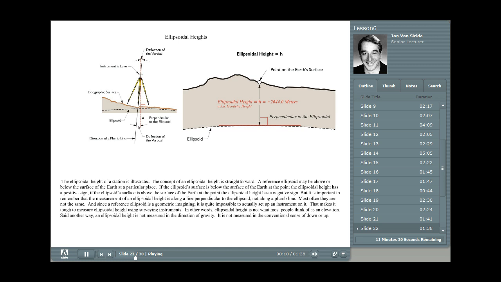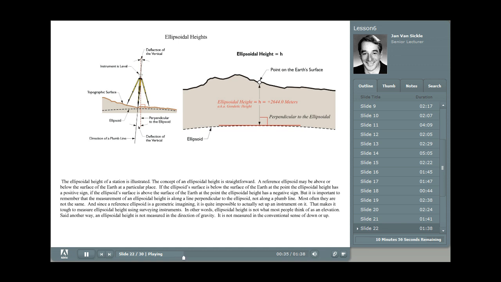Now here we have an image that we looked at last time of an instrument level on the topographic surface of the Earth, and of course the direction of gravity does not coincide with perpendicular to the ellipsoid. Ellipsoid height of a station is illustrated here. And the concept's very straightforward, of course.